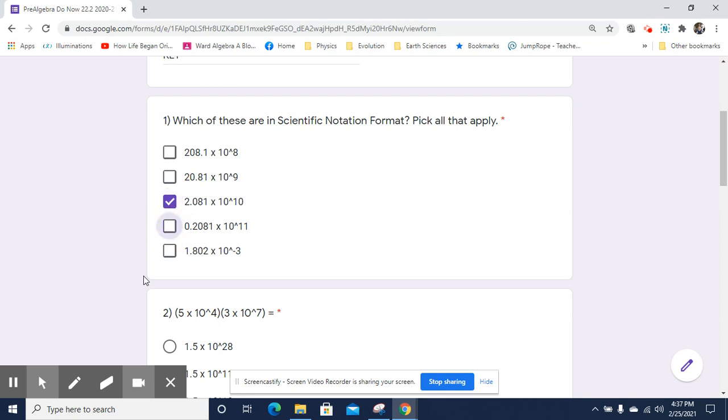Sorry, I didn't mean to click that. This one, 1.802 times 10 to the negative third, the only digit to the left is a digit between 1 and 9, so it is legit. So that one works too.